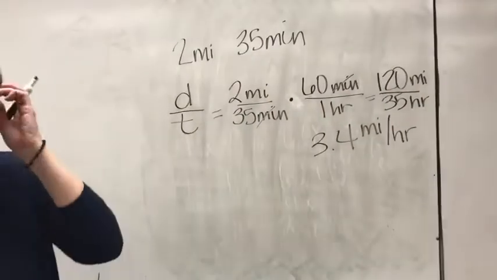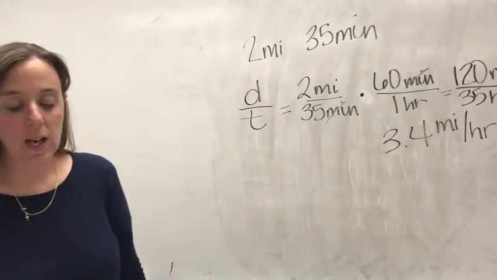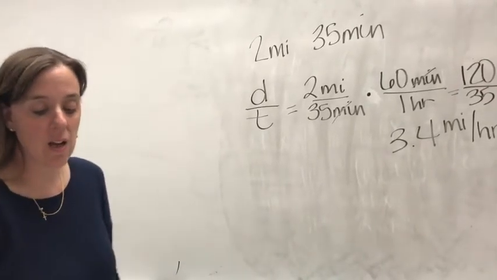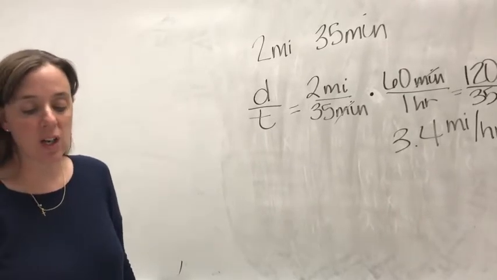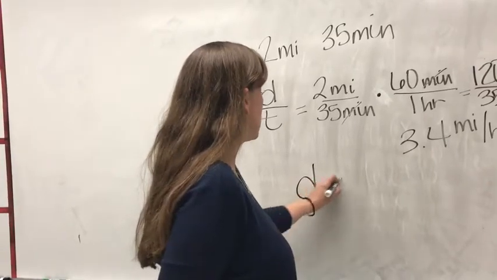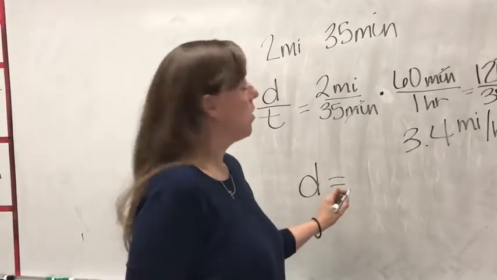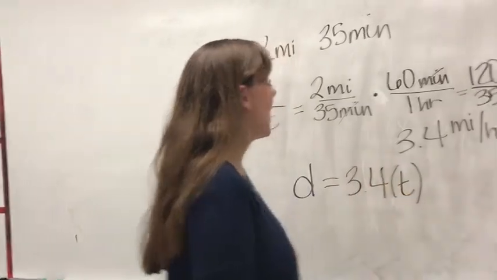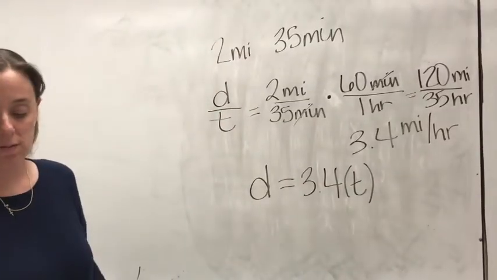And the other question that it said is write a rule to describe the distance d that you walk as a function of the time you walk. So that would be d equals 3.4 times t, okay?